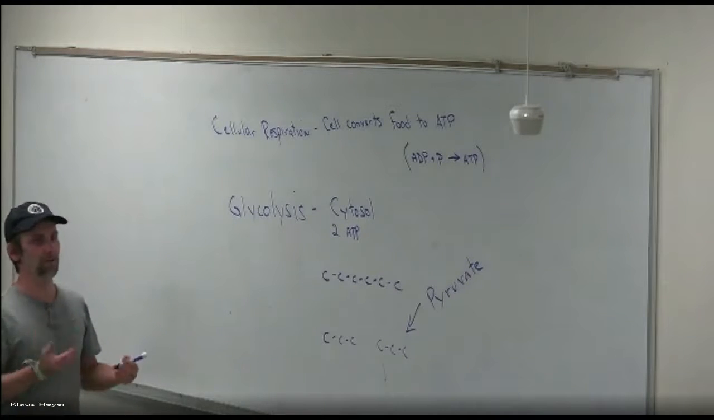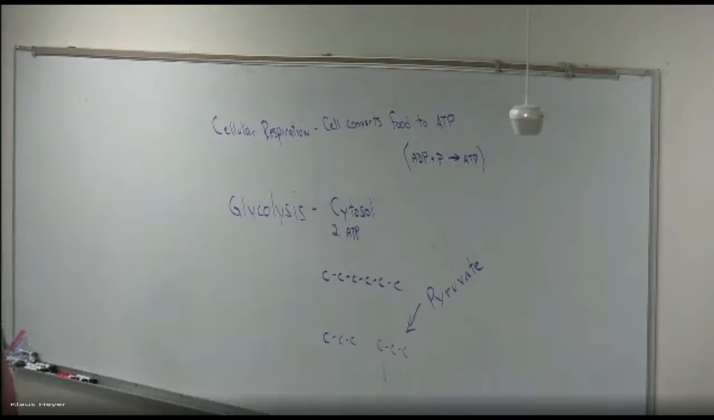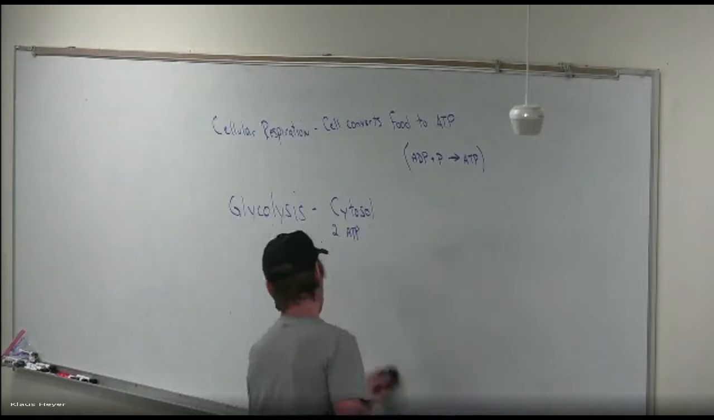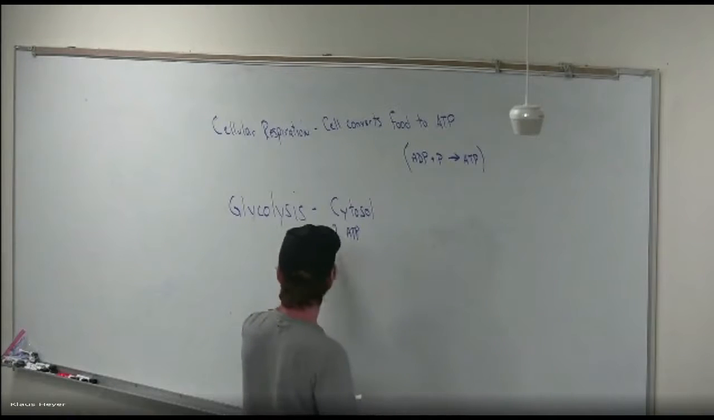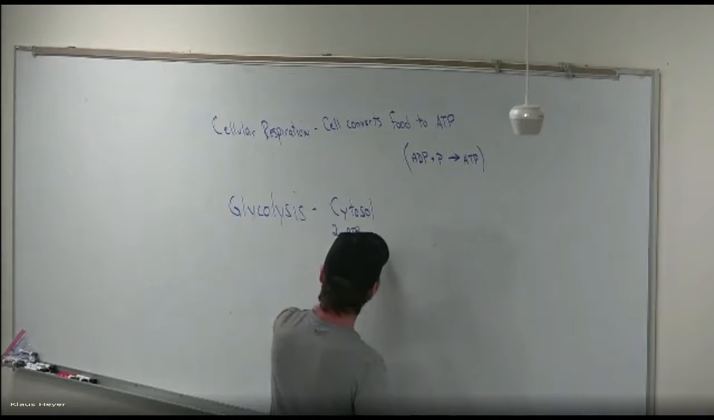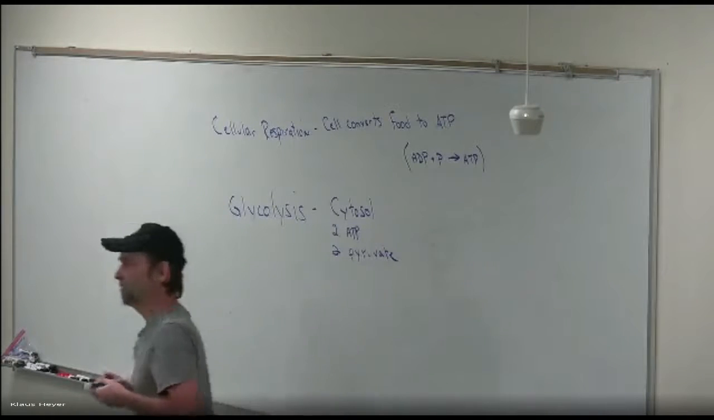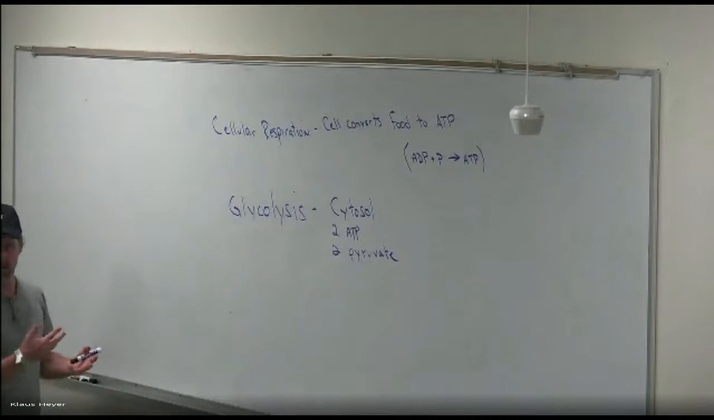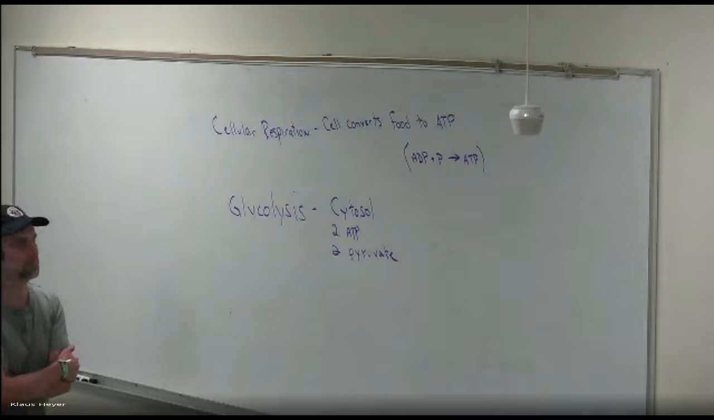So we're just preparing this molecule. At the end of glycolysis, which happens in the cytosol, we end up with 2 ATP and 2 molecules of pyruvate, which you can view as essentially half of a piece of glucose.